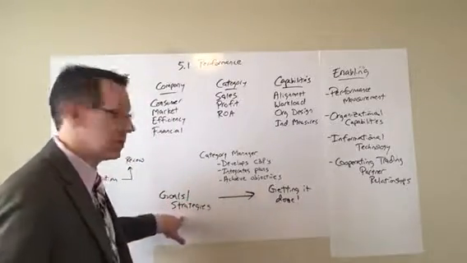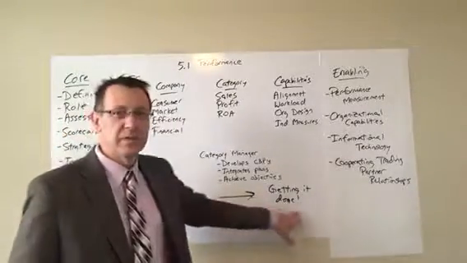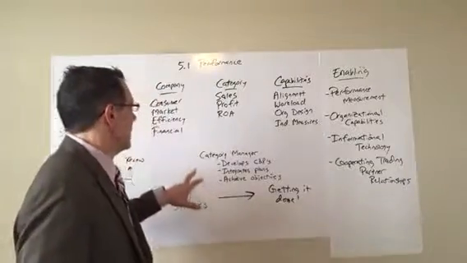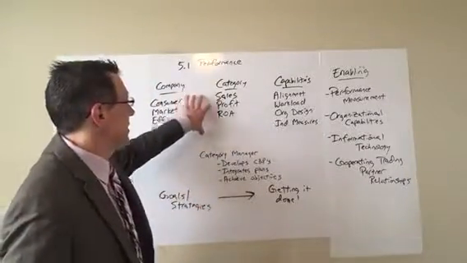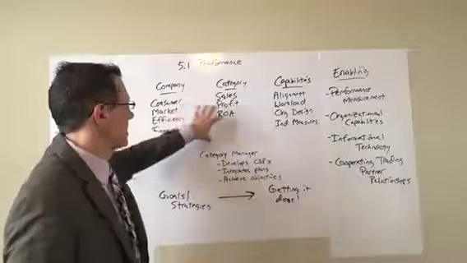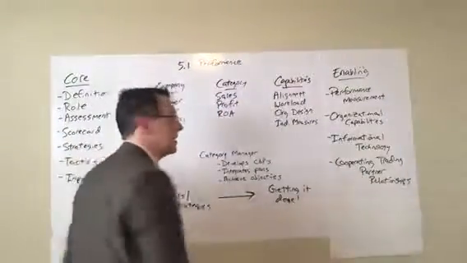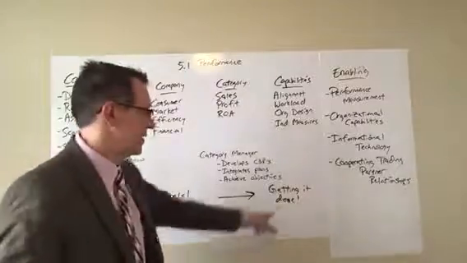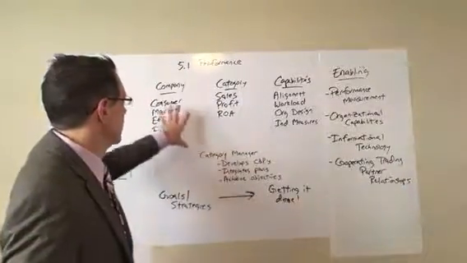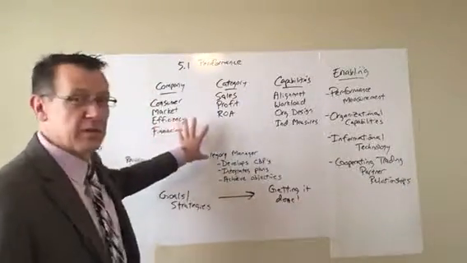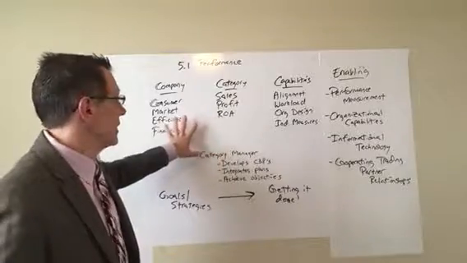Okay, so we're moving from goals and strategies of the company over into just getting it done. These measures, so company measures, category measures, and capability measures are all one big picture here as to how this is going to get done. All right, so you have consumer, market, and efficiency and financial. What I'm going to do is save this one for the next video.